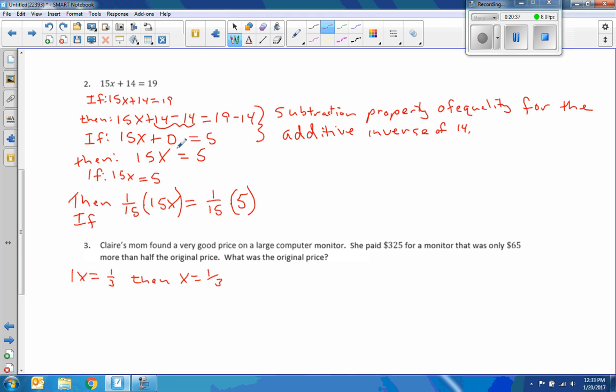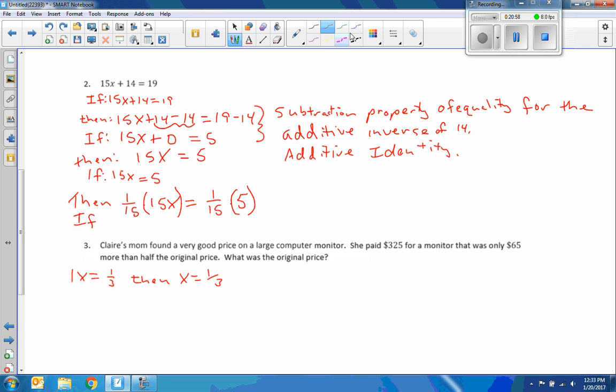Okay? And then what's this mean? 15x plus 0 equals 5. Well, when we add 0 to anything and get that same number, that is called the additive identity. The identity is what we can add to something and not change it. It's just 0.